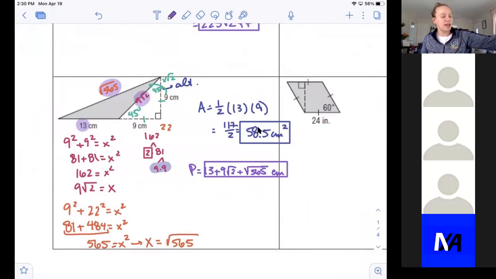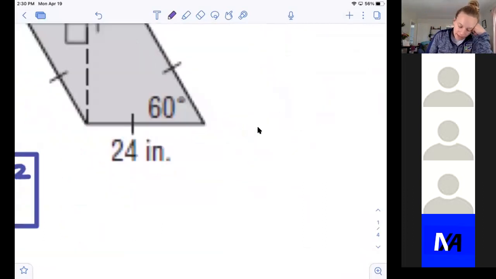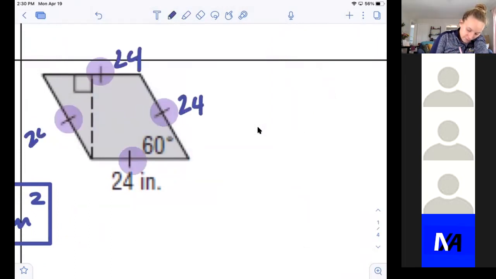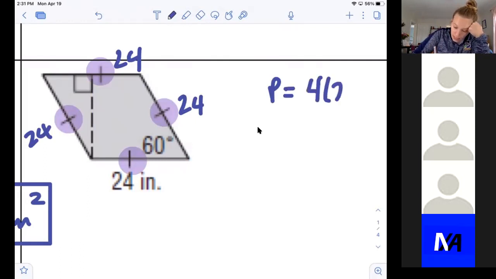All right, last one we have is another parallelogram. So let's do this and then go to the back side. All right, so with this parallelogram, I've got 24. Oh, and I've got all these cute little congruent marks, congruent, congruent, congruent. So I'm gonna mark 24 on all of these sides. Ooh, pause, time out. That means I've got all my sides. So I can find perimeter super easily by doing 24 plus 24 plus 24 plus 24, or 4 times 24.